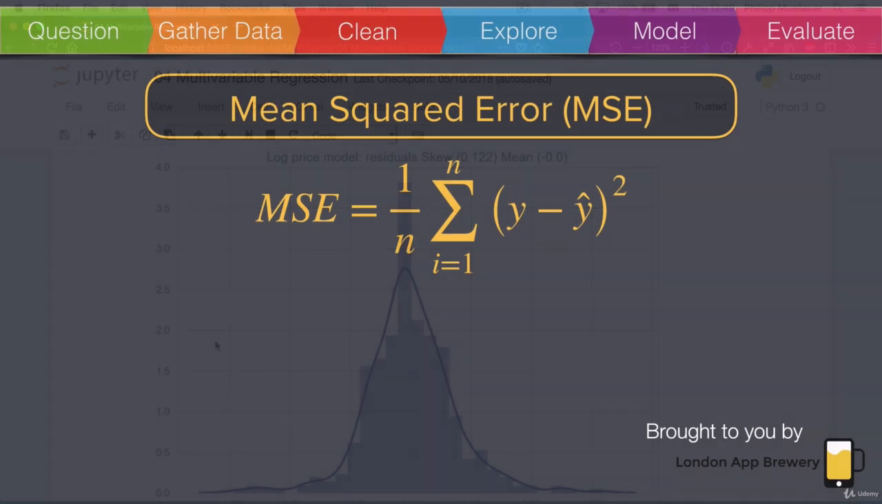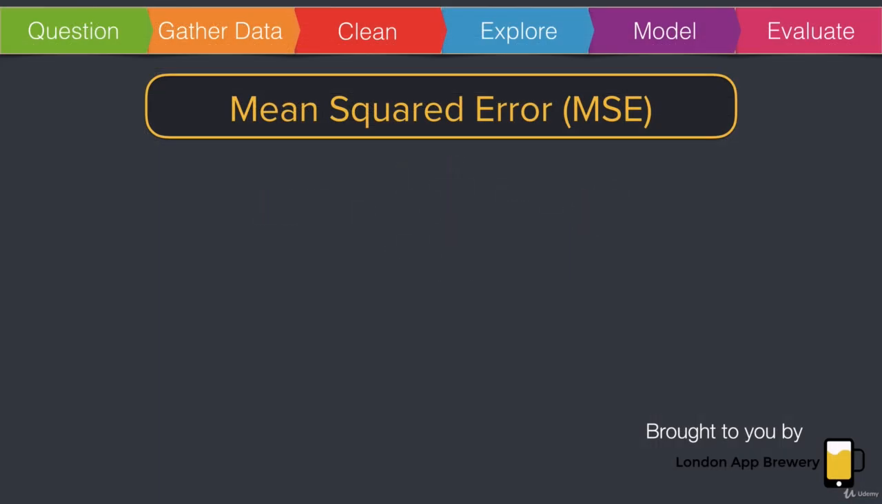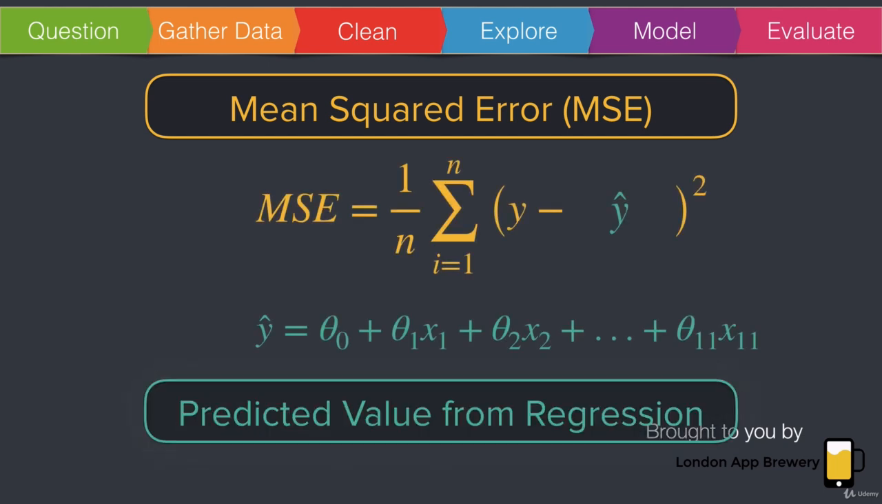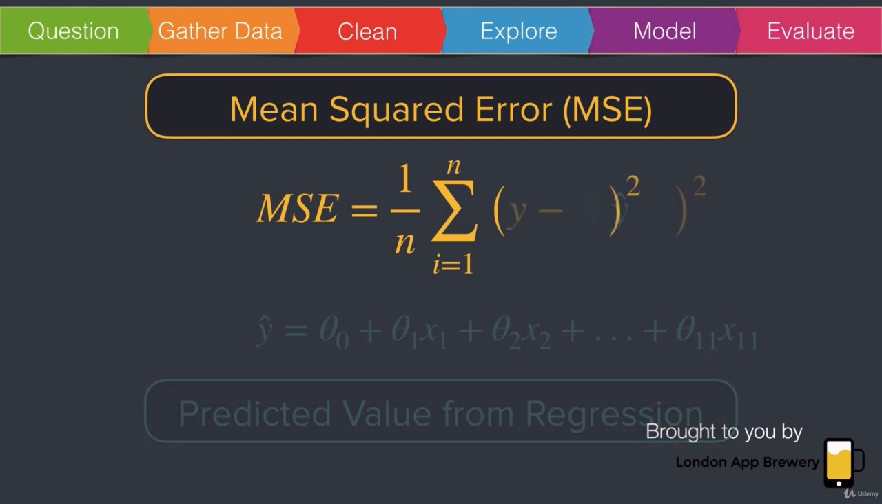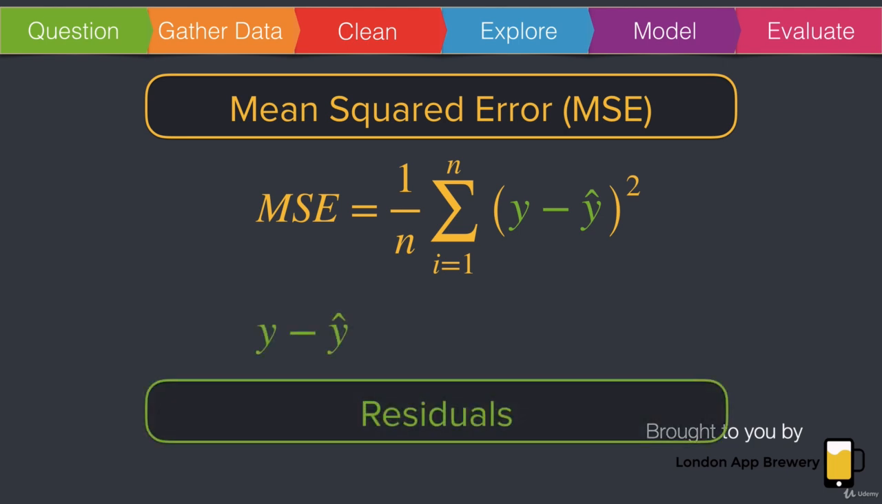Let's go back to the equation of the mean squared error for a little bit. Y hat in this equation is the value that is estimated by our model. Since we're using a multivariable regression with 11 features, our equation for y hat will actually break down into something like this. We have all the thetas and then all the features. Taking it a step further, we've also encountered the y minus y hat before. Y minus y hat were the residuals. The residuals are the actual values minus the fitted values.